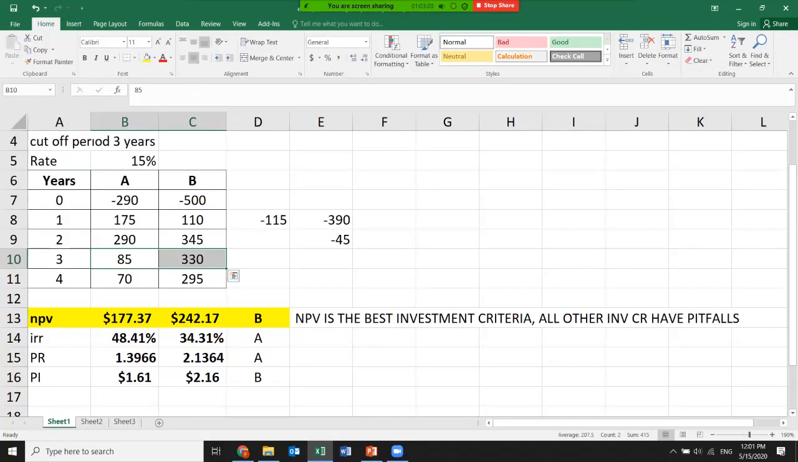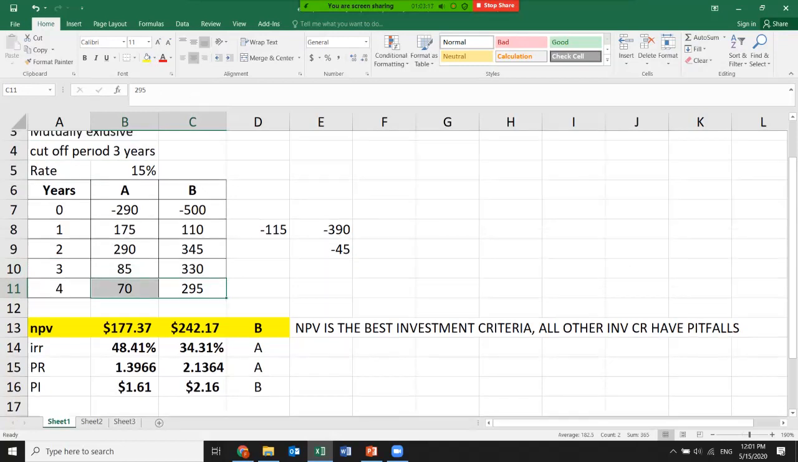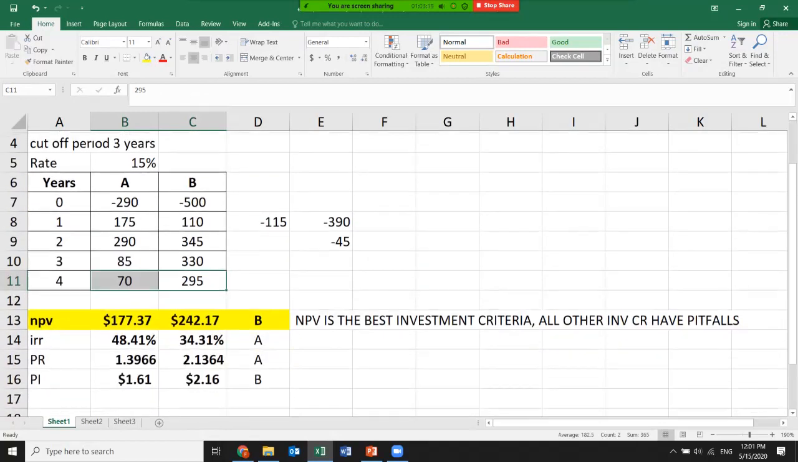But the problem is that it ignores the cash flows after the cutoff period. So whatever cash flows come in the 4th and the 5th year, they do not consider it. So just cut. So NPV is the best investment.